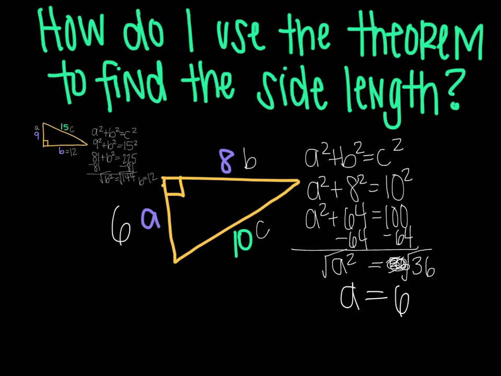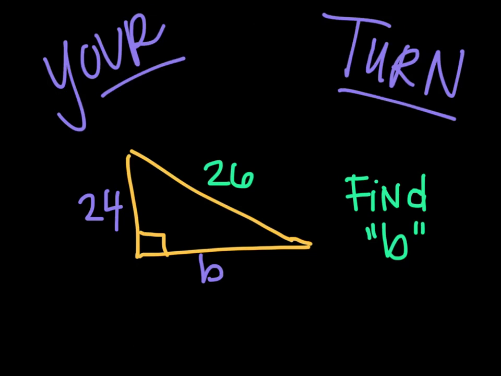Great self-check is that if you know what the c term is, that's the longest length, then your answer should always be smaller if you're finding the side length. Your turn to practice finding the side length. Please find what b is. You can use a calculator if you need to. You're probably going to. But check in with me when you're done. Make sure you're showing all your work.